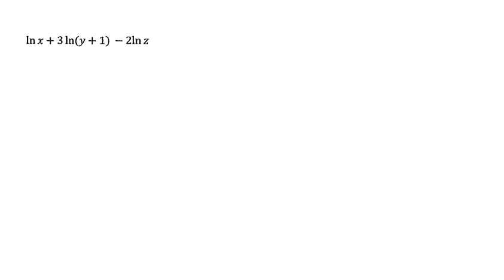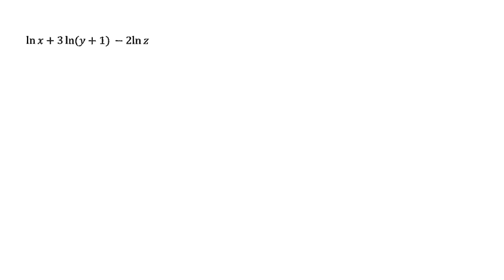Again, Mr. C here, and in this video we're going to do one more example of condensing logarithms. Here we have the natural log of x plus 3 times the natural log of quantity y plus 1 minus 2 times the natural log of z.